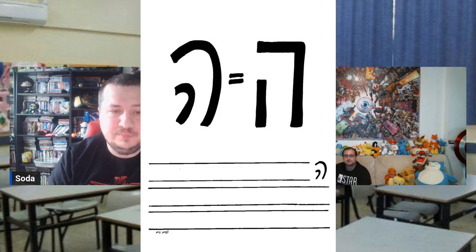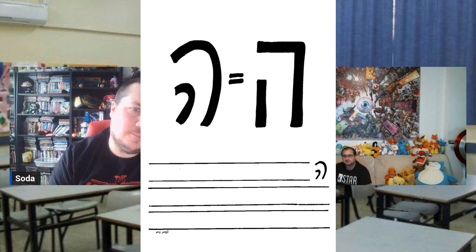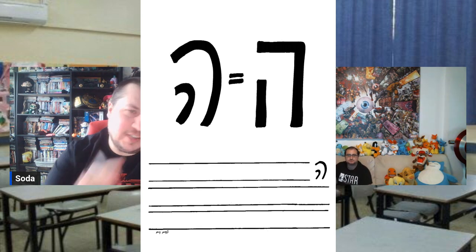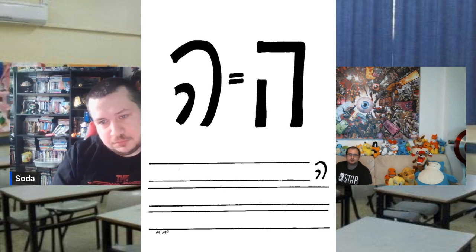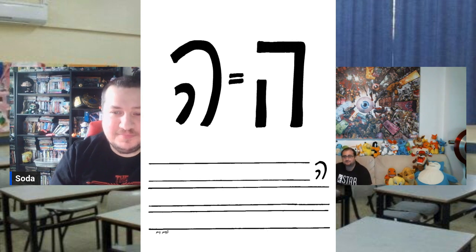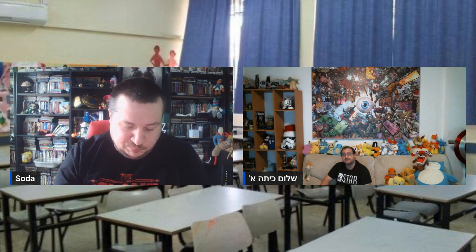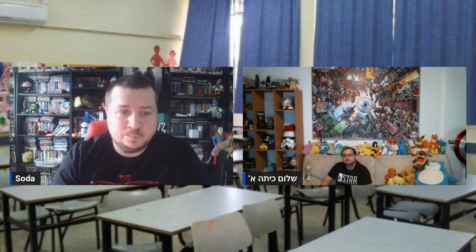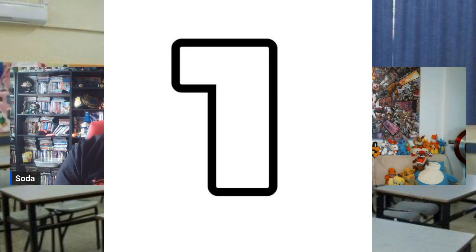So this is what it looks like in writing. Like I said, it's pretty much the same, just curvier. It looks like an ear. I never noticed that before, because I'm just too conditioned to see it as what it is, a letter. Now, after the letter Hey, we have another vowel letter, Vav.